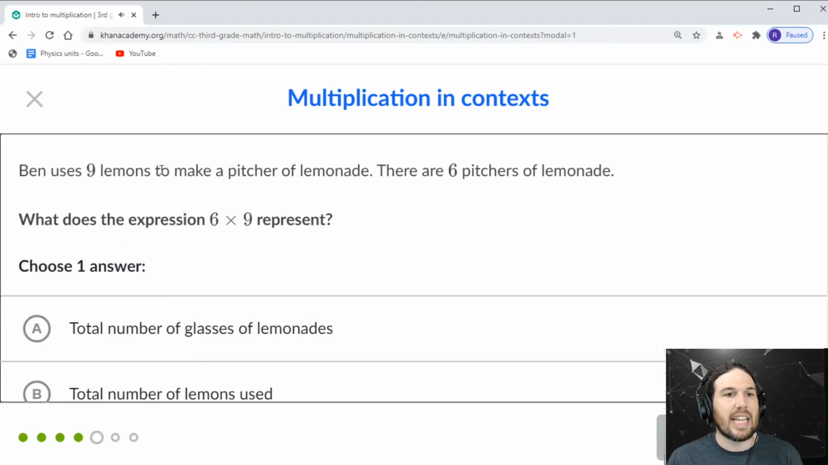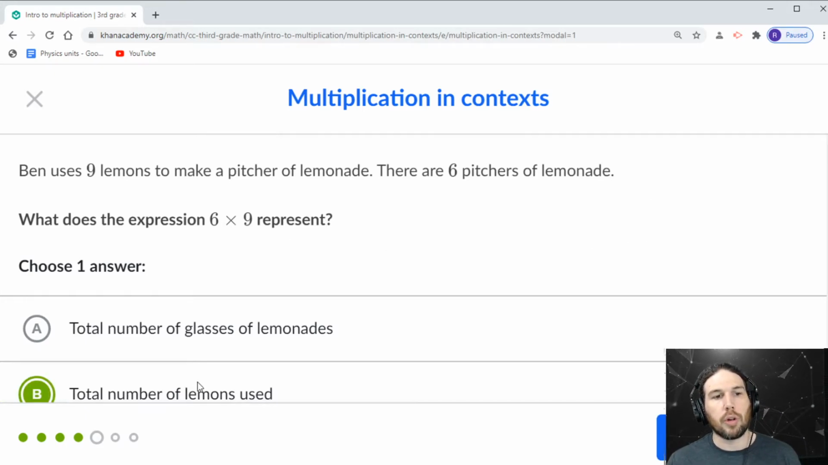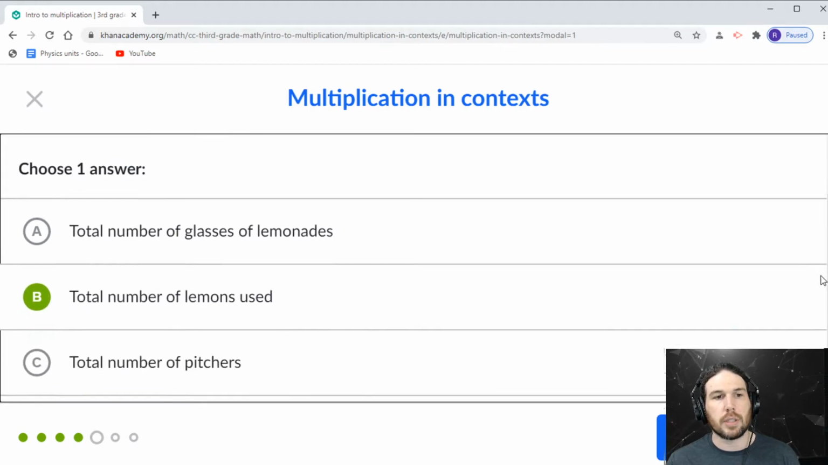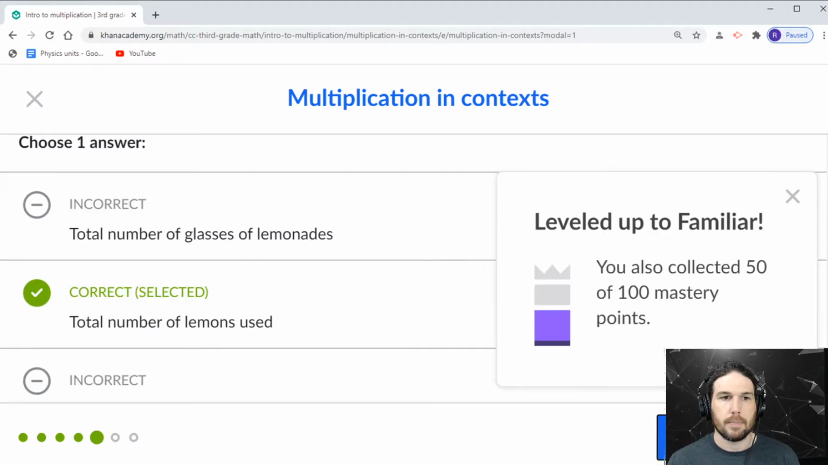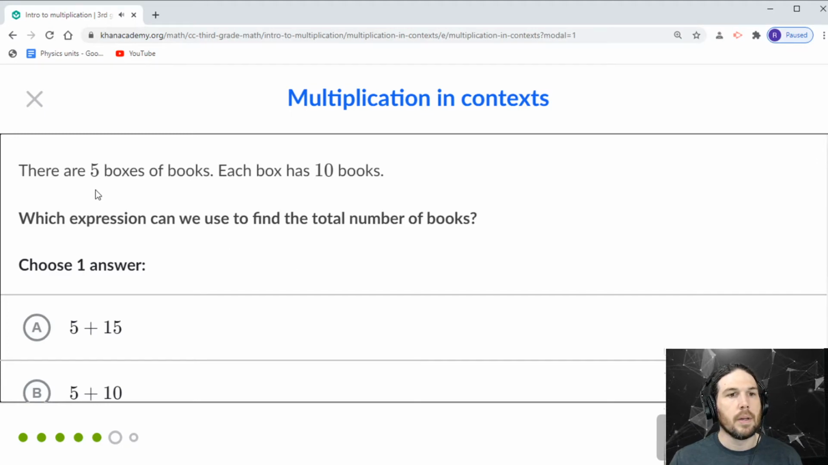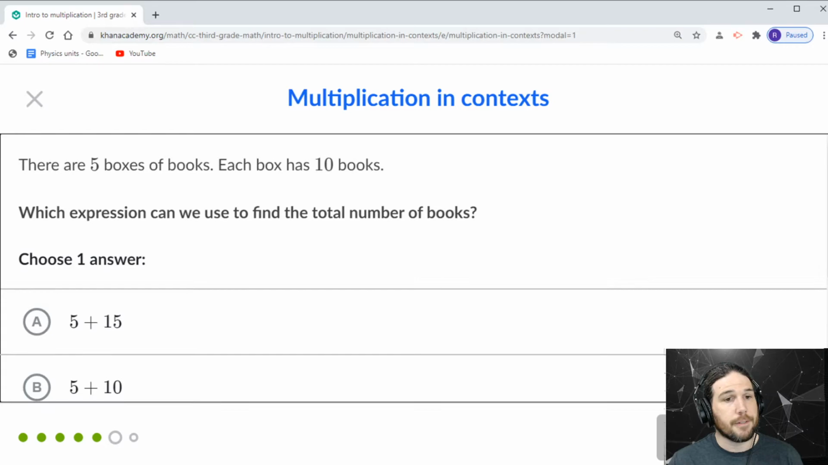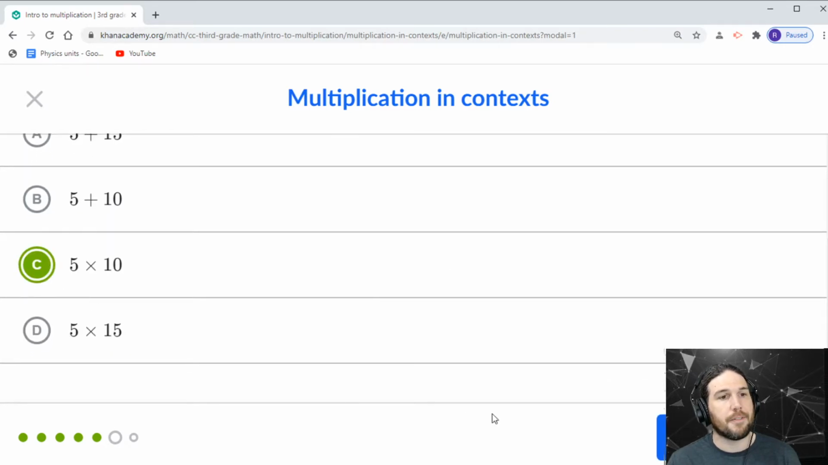Ben uses 9 lemons to make a pitcher of lemonade. There are 6 pitchers of lemonade, so 6 times 9 will represent the total number of lemons used. There are 5 boxes of books. Each box has 10 books. That's 5 times 10 or 10 times 5.